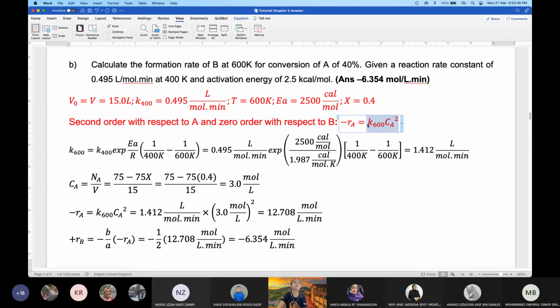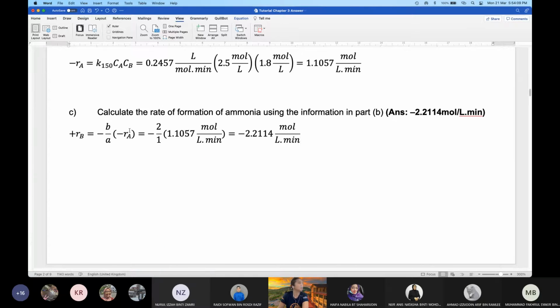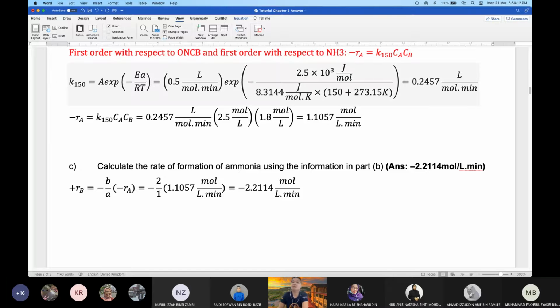Do you realize from the question that K is given as 0.495, but they say this K is at 400 Kelvin. Your reaction is at 600 Kelvin, so you have to find the K at 600 Kelvin. We know K at 400, and we want to find K at 600. If you remember, Arrhenius has two versions. In the questions we solved before, we used the original version, which says K equals A exponential minus EA over RT.